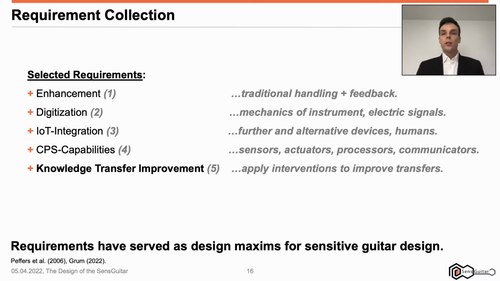Fifth, knowledge transfer improvement. As the instrument design has not a purpose in itself, the artifact needs to improve knowledge transfers. In accordance with the validated knowledge transfer models, here, for instance, task complexity or knowledge thickness need to be reduced or competence needs to be raised in order to raise knowledge transfer speed. These requirements have guided the development process of the SensGuitar.